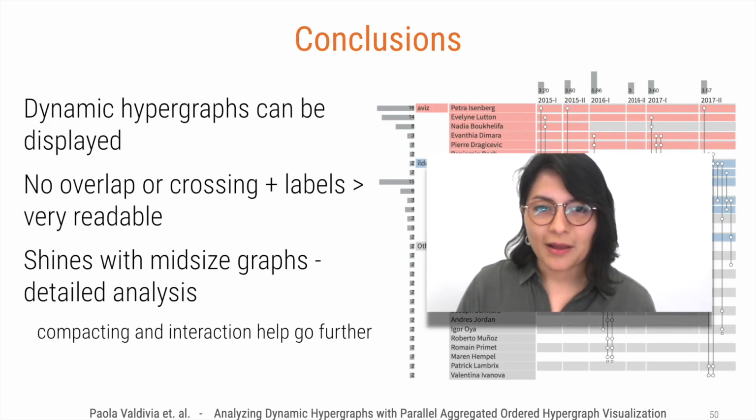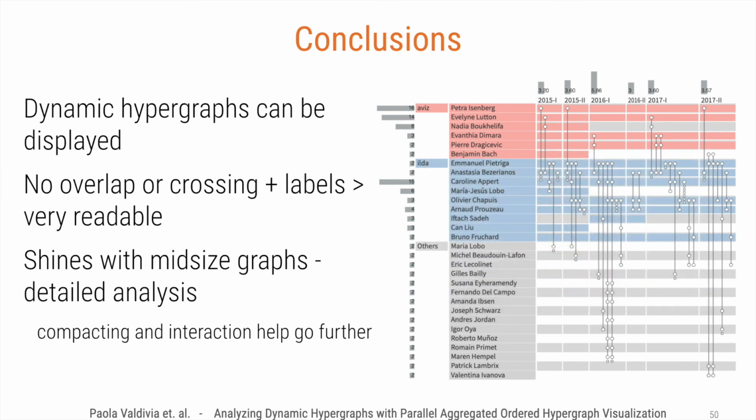To conclude, PAOHVis allows to display dynamic hypergraphs with no overlap or crossings, making it very readable. PAOHVis shines with mid-size graphs and allows detailed analysis. Drips and filters go a long way to deal with larger datasets, but compacting and grouping helps to scale further.